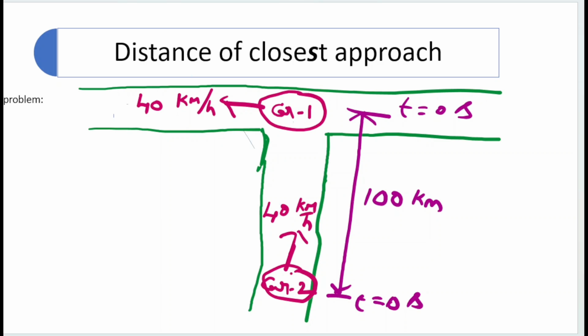Initially, at time t equal to 0 seconds, both the cars are at an initial separation of 100 km. Now, see, car 1 and car 2 are moving relative to each other. After some time, suppose after 1 hour, car 2 will travel a distance of 40 km towards north, and car 1 also travels a distance of 40 km like this. So car 1's position after 1 hour will be here, and car 2's position will be here.